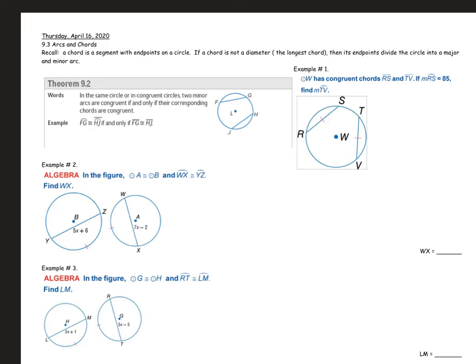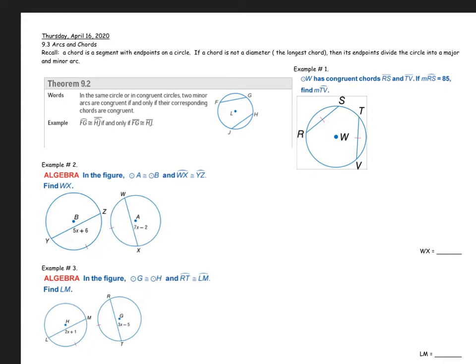Well, welcome to 9.3 notes. We're talking about arcs and chords. We've already discussed the definition of a chord, but just to recall, a chord is a segment with endpoints on a circle. If a chord is not a diameter, remember a diameter is the longest chord, then its endpoints divide the circle into a major and minor arc.